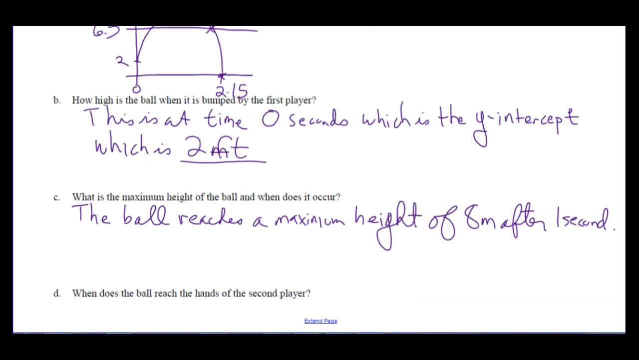When does the ball reach the hands of the second player? So they hit the ball at a height of 2 feet. It's a little bit of a dig, right? They've got to get underneath, so it's down around here. So they dig it, it comes up, hits 8 feet. 1 second later, it's 8 feet high, and now it's on its way down. And half a second after it reached its maximum height, it's at 6.5 feet, and then the other person is going up.